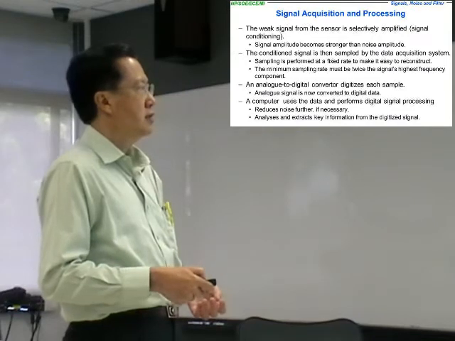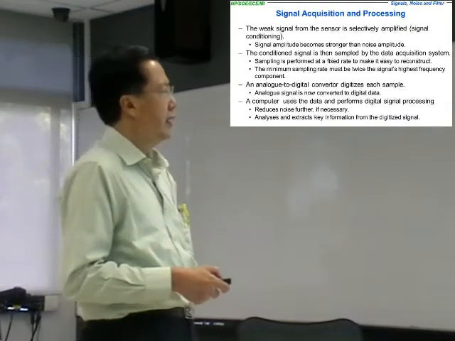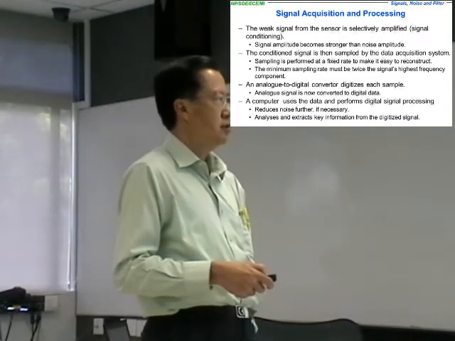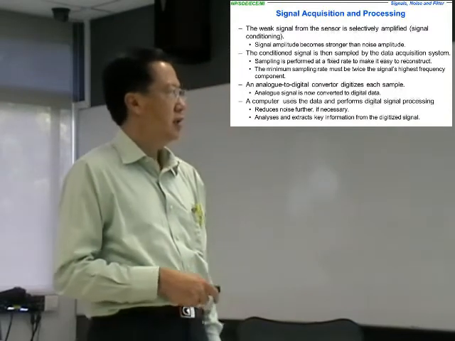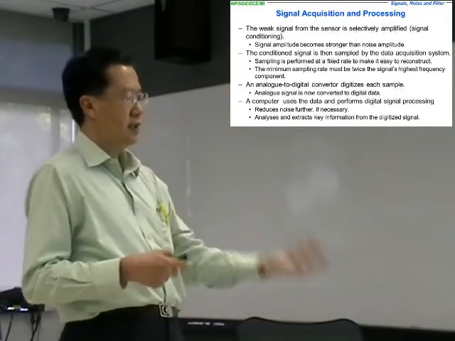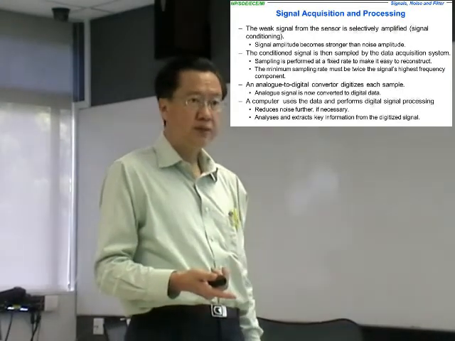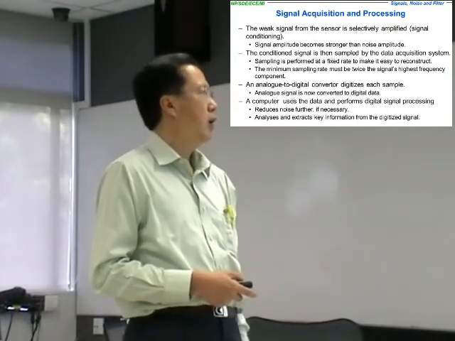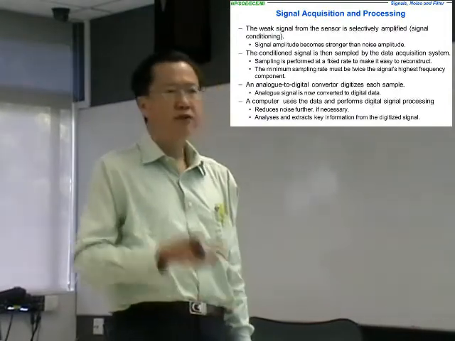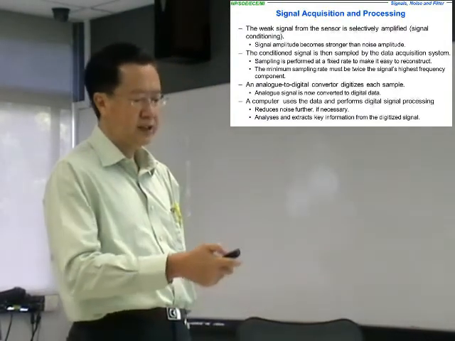An analog to digital converter digitizes each sample, and the analog signal is now converted to digital data. The computer can now use the data and perform digital signal processing to reduce the noise further if necessary, or to analyze and extract key information from that digitized signal.